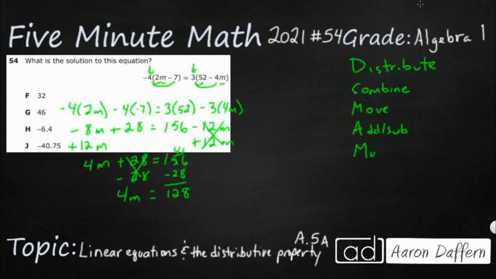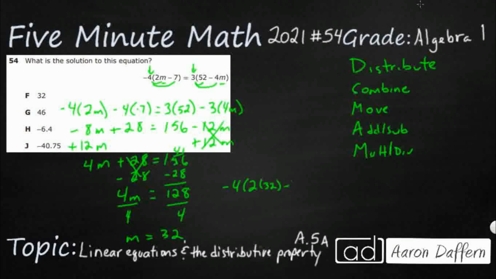Now we need to multiply or divide. In this case, we are going to divide by 4, right? And so that is going to give m equals 32. Now, how can we double check that? Well, we can just plug it back in, right?